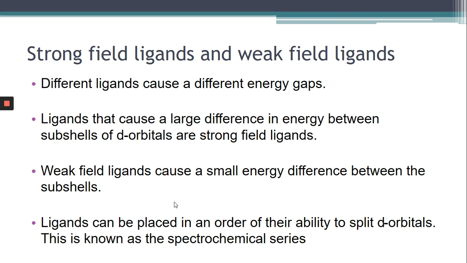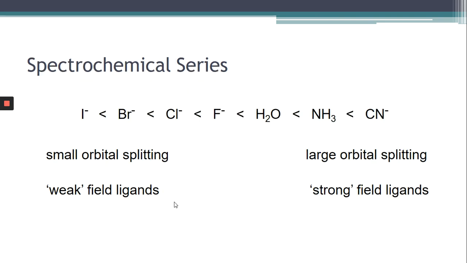The ligands are put into an order of their ability to split the d-orbitals. Okay, this is known as the spectrochemical series. Now, we don't need to know the order. You yourselves may have noticed in the past paper questions, it gave you examples. Okay, so one end of our spectrum, we've got iodide ions, and the other, we've got cyanide ions. We've got fluoride ions in the middle, water slightly to the right of fluoride, but it's certainly got less splitting effect than ammonia or cyanide ions.